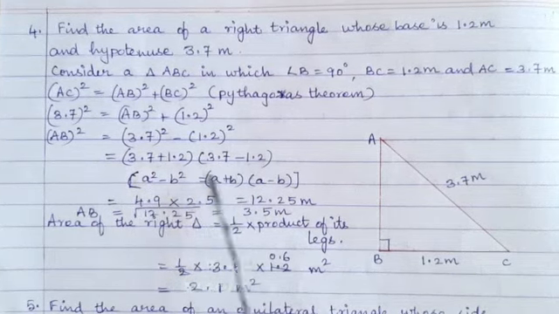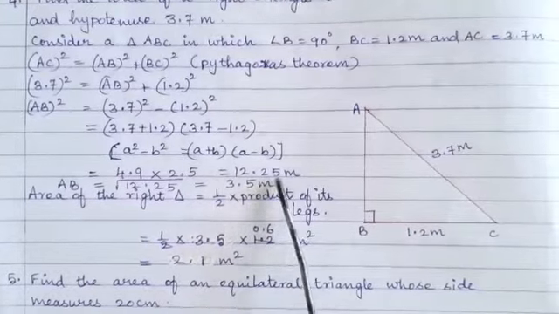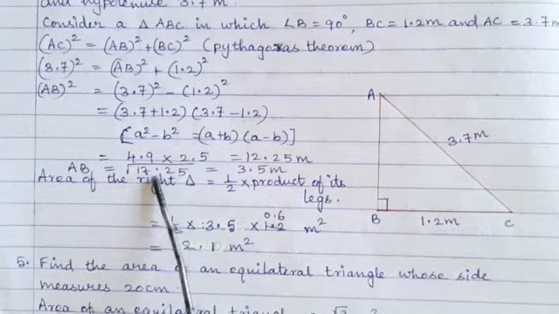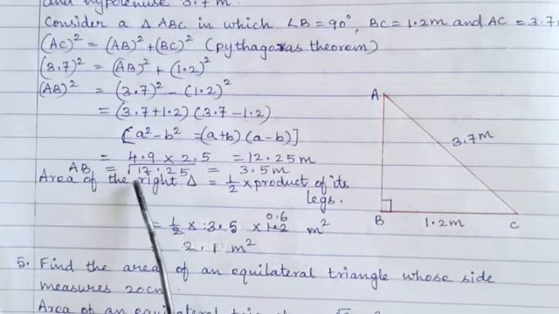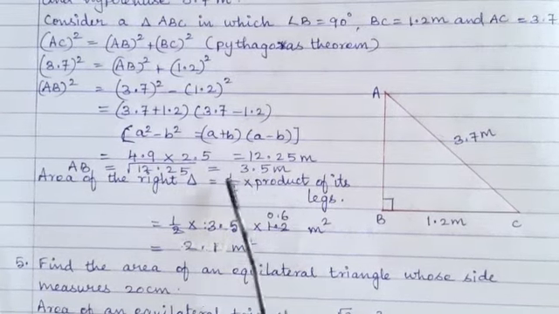So using this formula you will solve it. You will get AB squared equal to 12.25 meter. So AB is equal to square root of 12.25 is equal to 3.5 meter. So square root, by prime factorization or the long division method, you can find the AB.